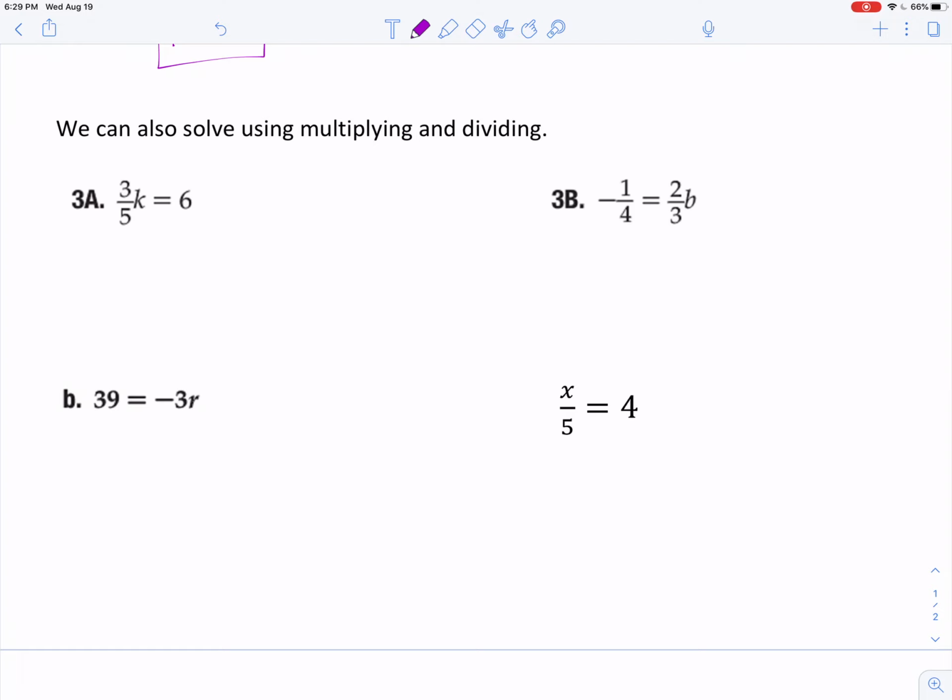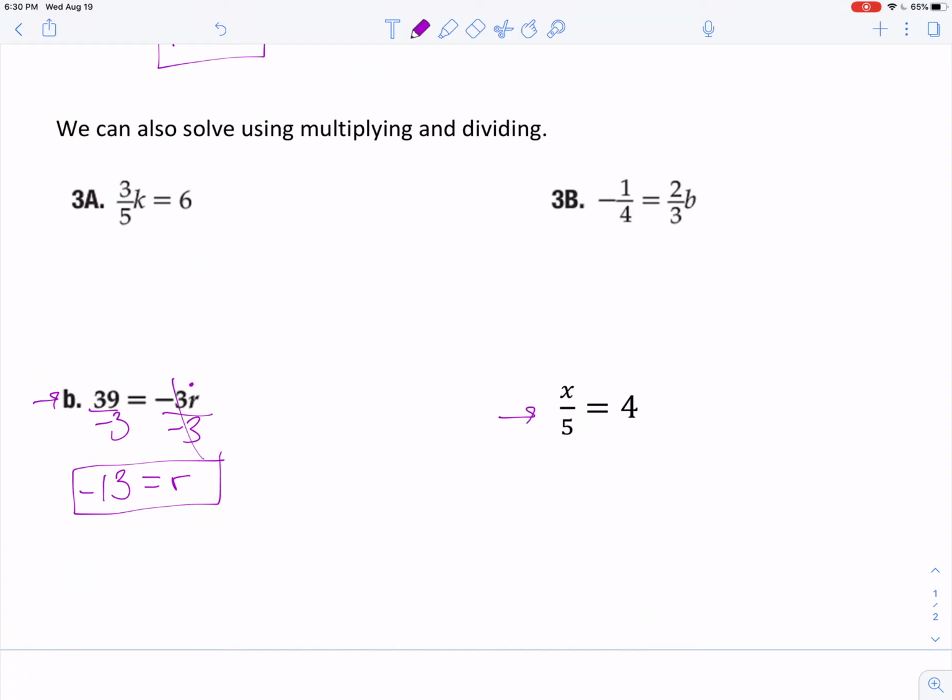I actually want to do b first down here. And so what I'm going to do is I notice that negative 3 is being multiplied by r. And what is the opposite of multiplication? Division. So I divide by negative 3. And 39 divided by negative 3 is negative 13. There you go.